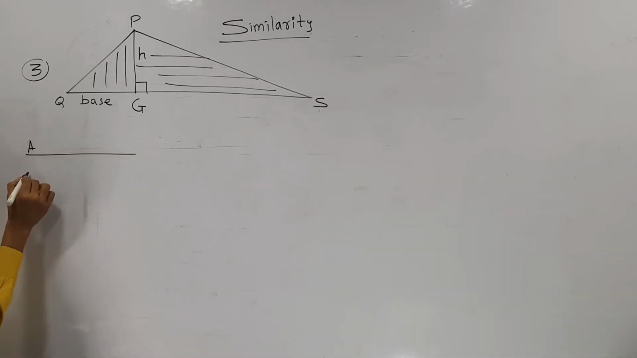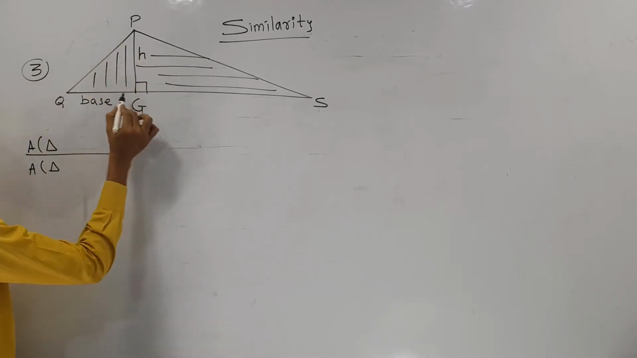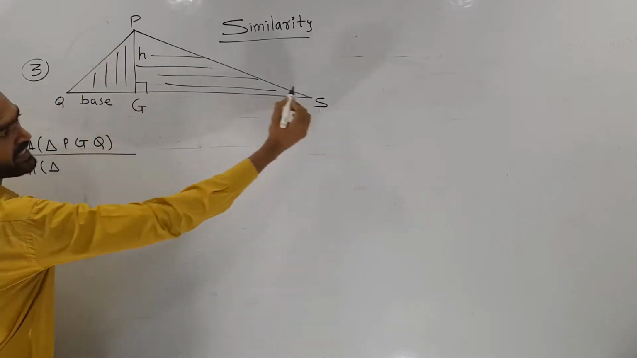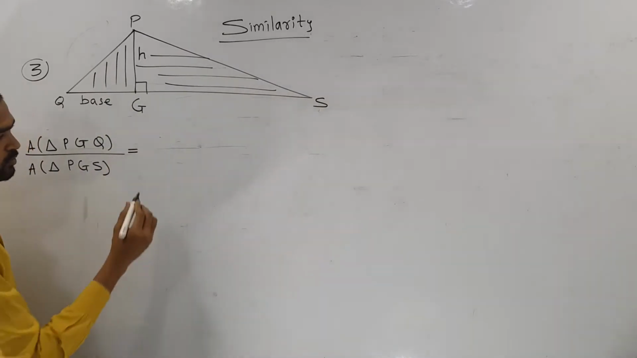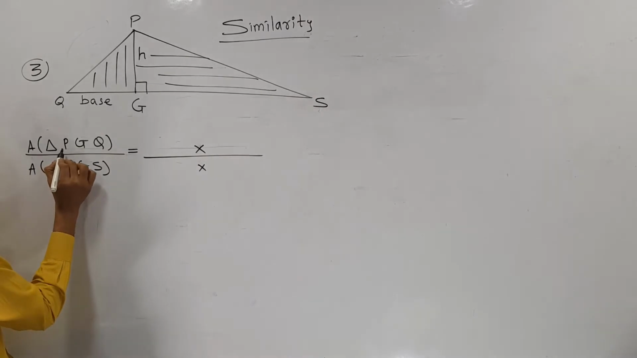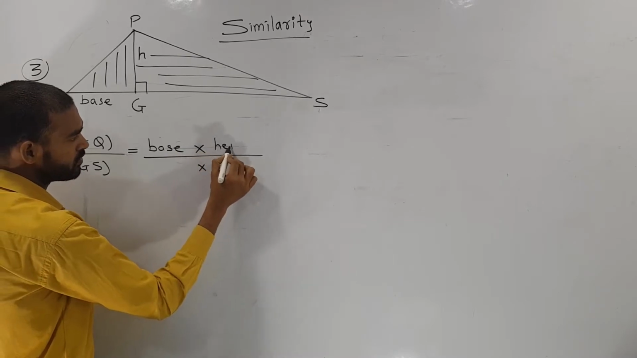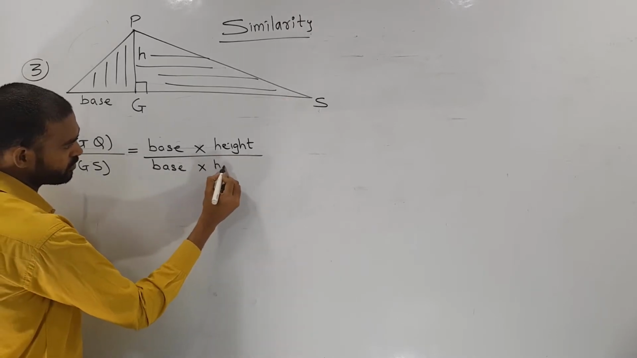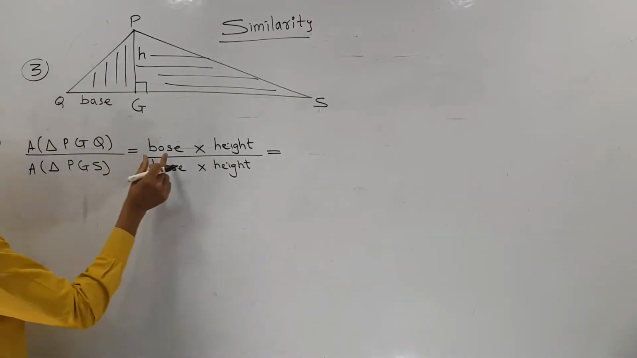Ratio of areas of two triangles, the first is PGQ, second triangle PGS, is equal to the ratio of products of their base and height. So for the first triangle PGQ, here we'll write base into height. Another triangle the same, base into height. Now let us substitute the actual base and their height.